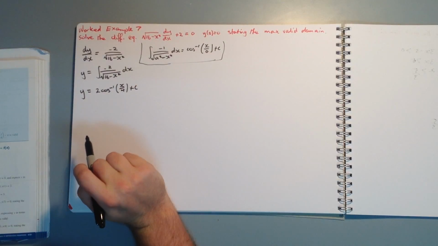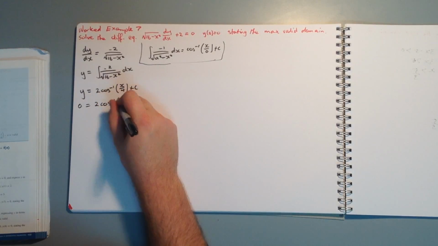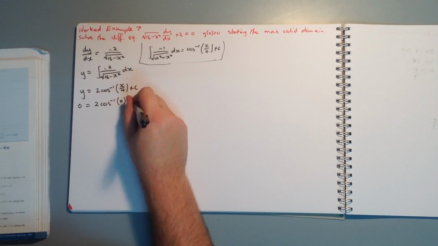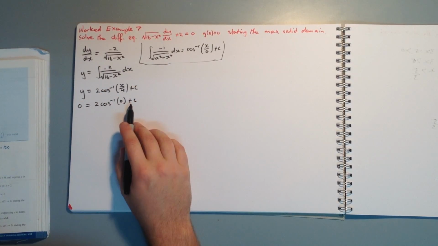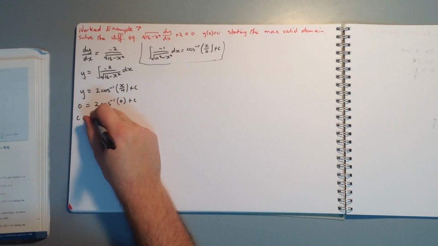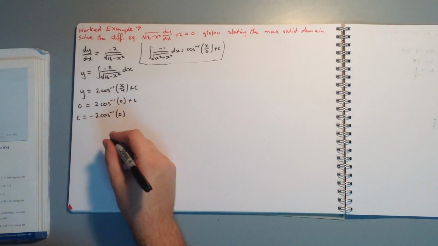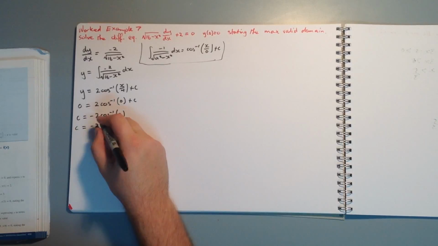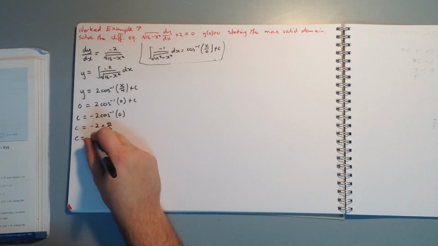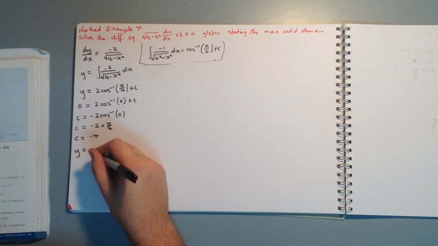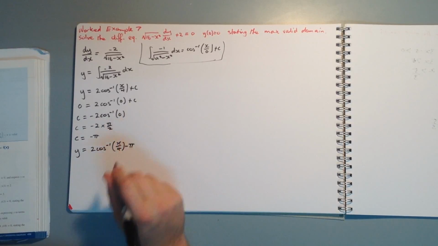Okay, we can let our x and y equal 0. So 0 equals 2 times the inverse cos of 0 plus c. Well, we can say then that our c is going to equal negative 2 times the inverse cos of 0. Inverse cos of 0 is pi on 2. So c is going to equal minus pi. That means that our y is going to equal 2 times the inverse cos of x on 4 minus pi.